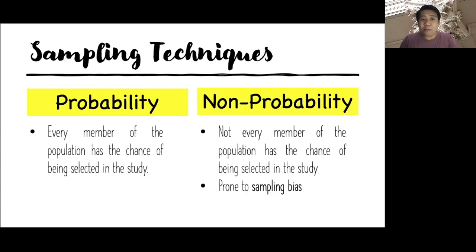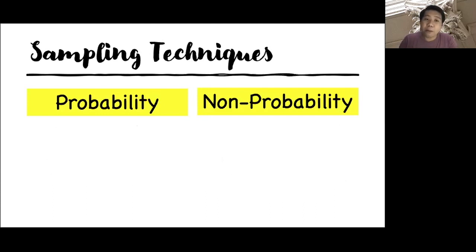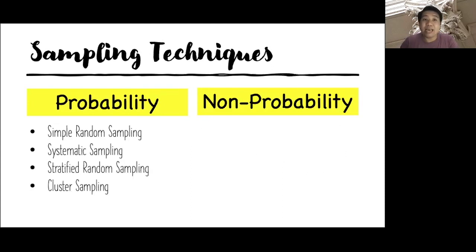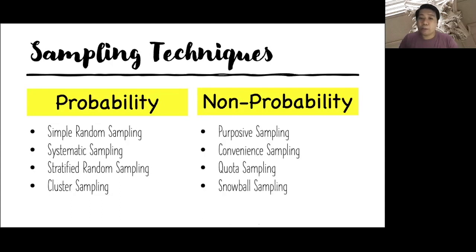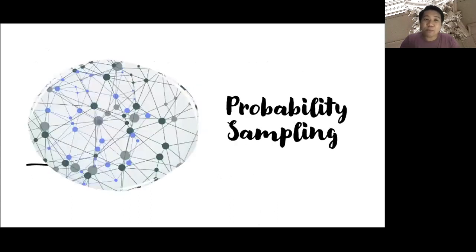So ano-ano po ba yung mga techniques pag probability and non-probability sampling techniques? So for probability sampling techniques, we have the following: simple random sampling, systematic sampling, stratified random sampling, and cluster sampling. For non-probability sampling techniques, we have purposive sampling, convenience sampling, quota sampling, and snowball sampling. Huwag po kayong mag-alala dahil iisa-isahin po natin yan sa video na ito. Let's proceed to probability sampling techniques.